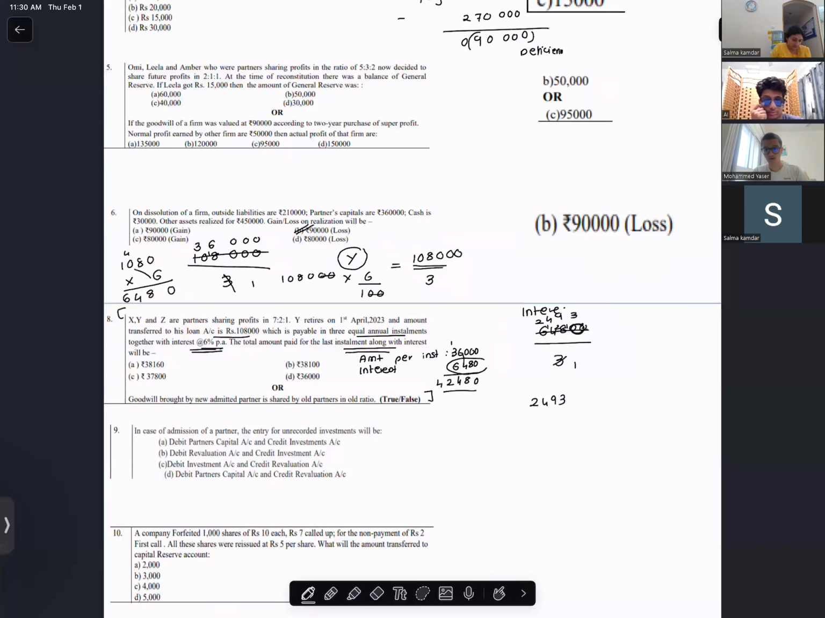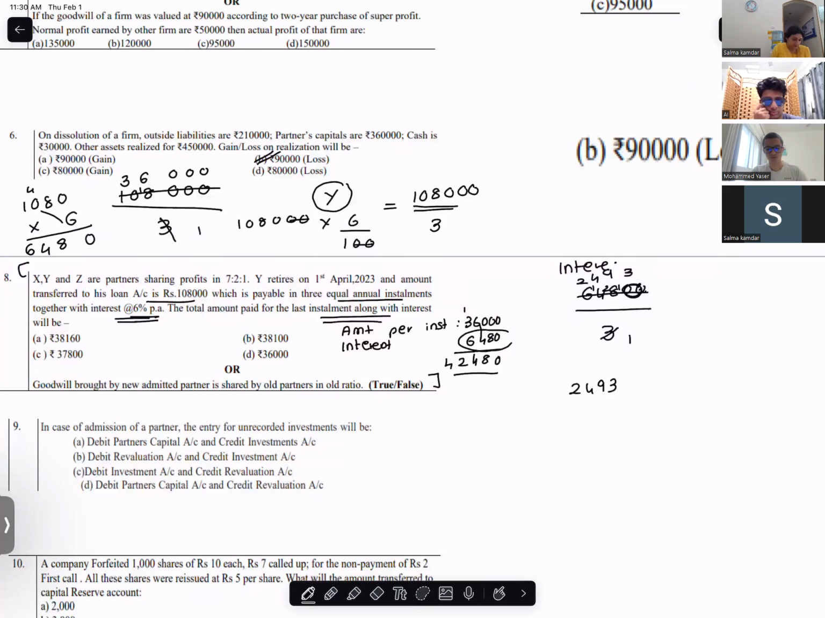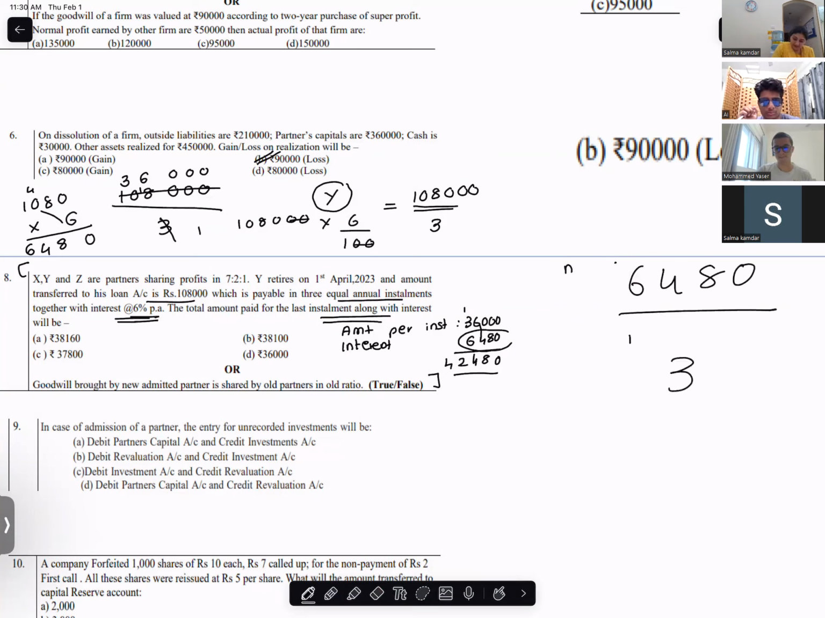6480 divided by 3. No, it's 2160, right? Sorry, it's 2160. What is 2160? The amount 6480 divided by 3. 6480 divided by 3 is 2160. Let's check. 3 ones are 3, 3 twos are 6, 3 fours are 12, 2 carry.